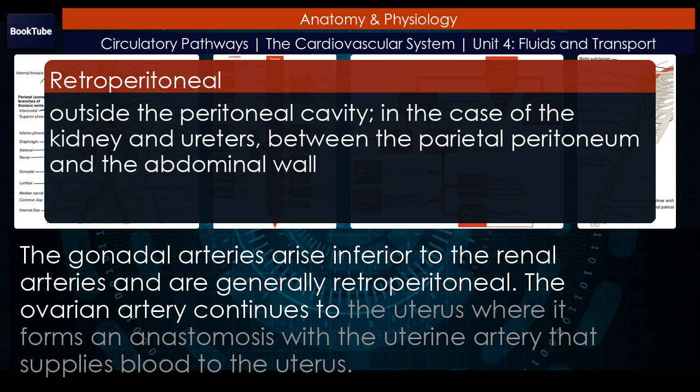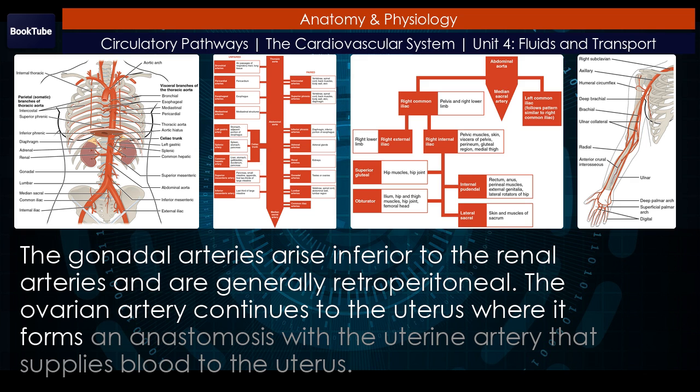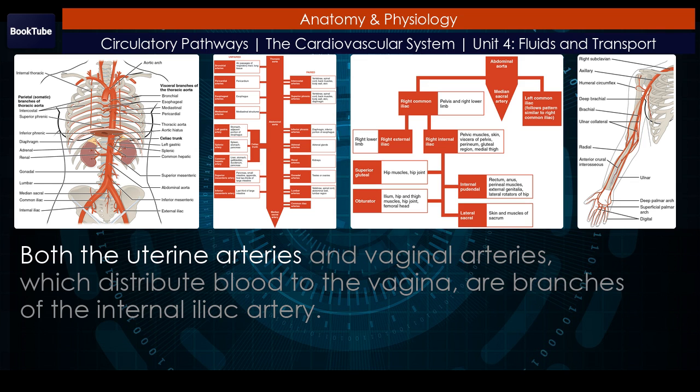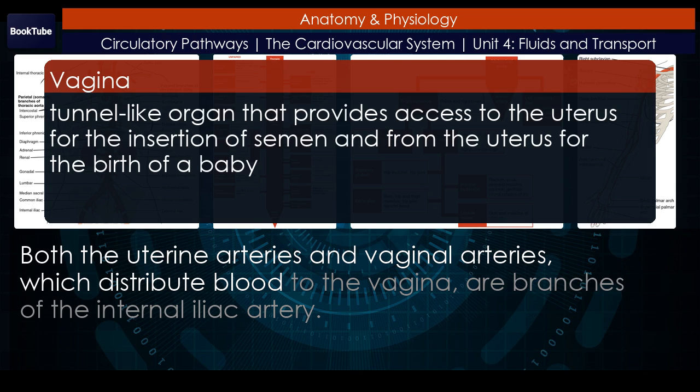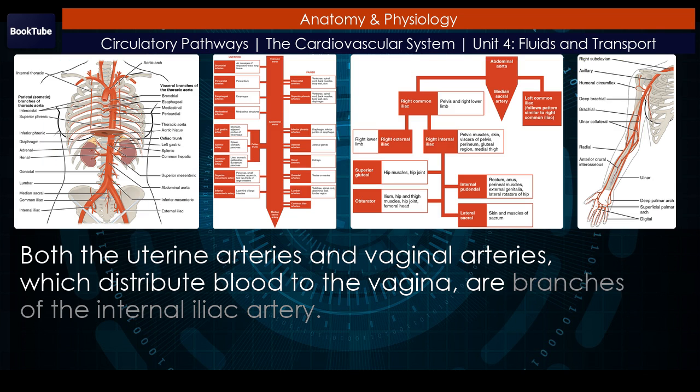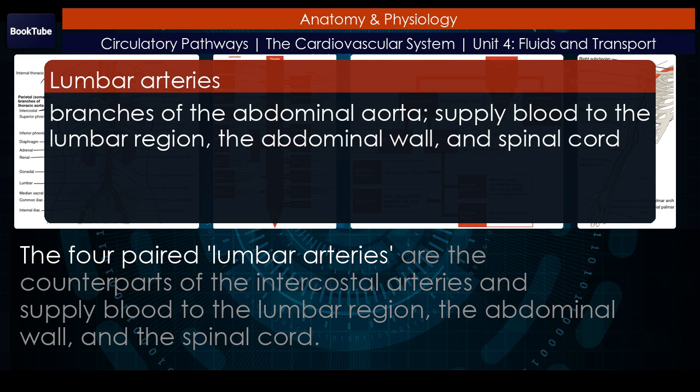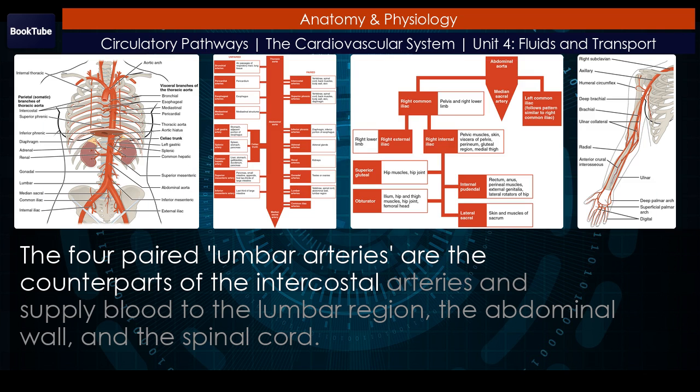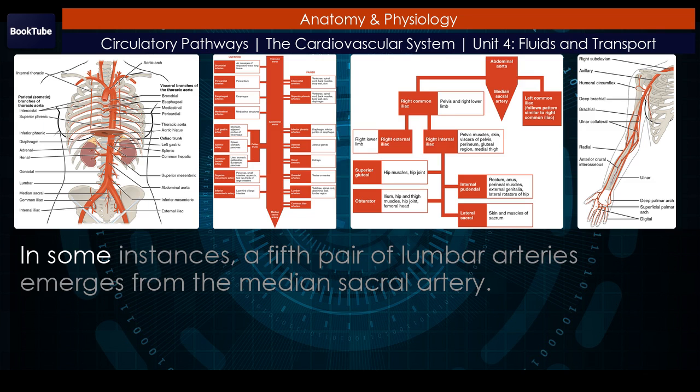The ovarian artery continues to the uterus where it forms an anastomosis with the uterine artery that supplies blood to the uterus. Both the uterine arteries and vaginal arteries, which distribute blood to the vagina, are branches of the internal iliac artery. The four paired lumbar arteries are the counterparts of the intercostal arteries and supply blood to the lumbar region, the abdominal wall, and the spinal cord. In some instances, a fifth pair of lumbar arteries emerges from the median sacral artery.